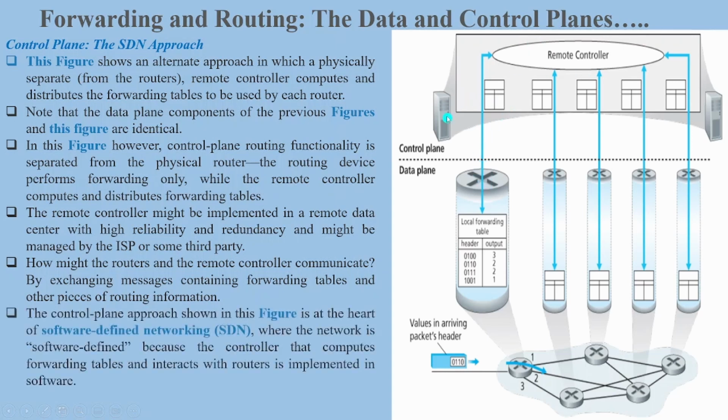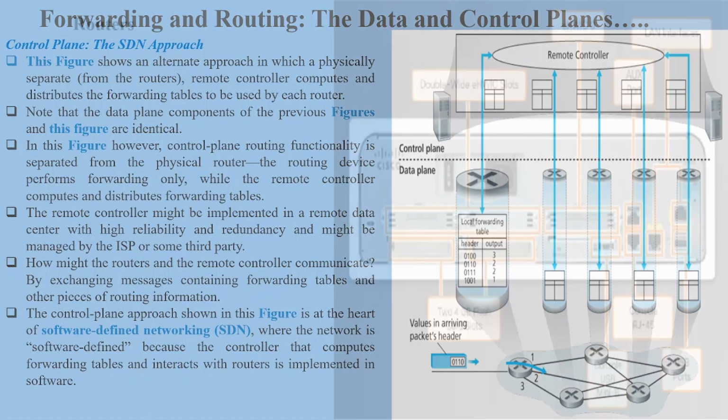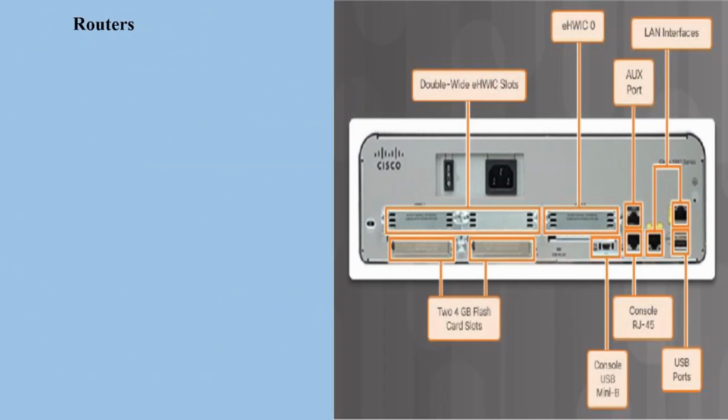So the control plane approach shown in this figure is at the heart of software-defined networking, or in short, SDN, where the network is software-defined because the controller that computes forwarding tables and interacts with routers is implemented in software. Increasingly, these software implementations are also open. That means, similar to Linux operating system code, the code is publicly available, allowing ISPs, or internet service providers, to innovate and propose changes to the software that controls network layer functionality.